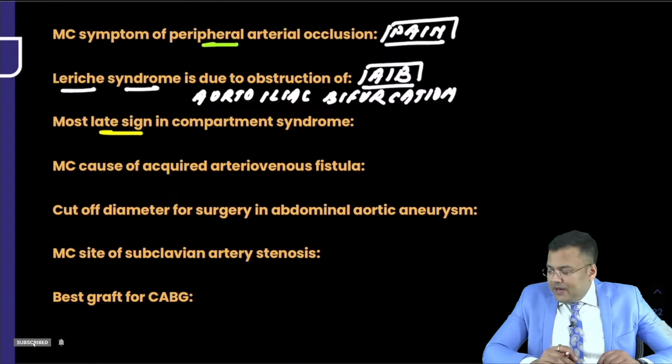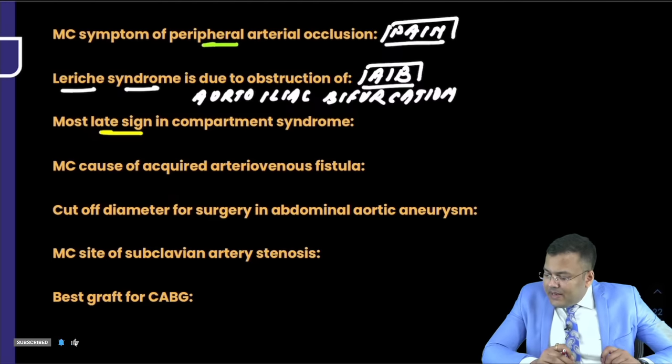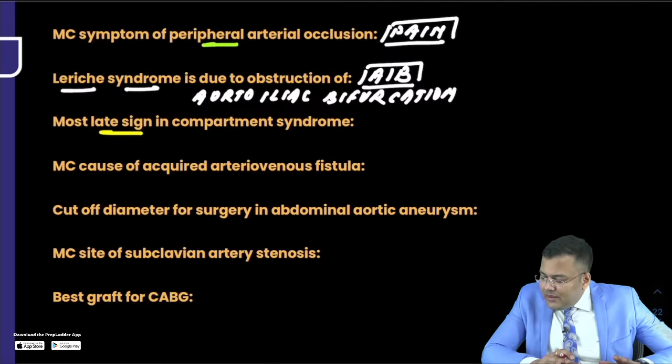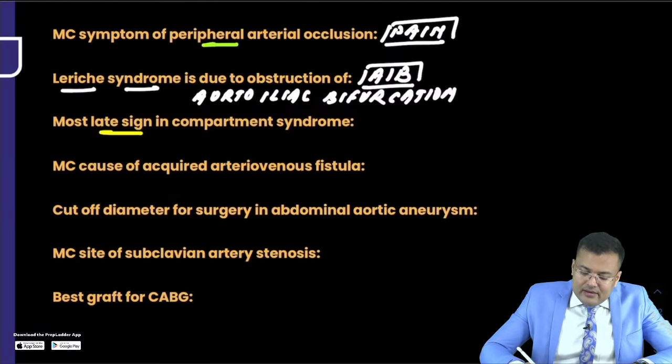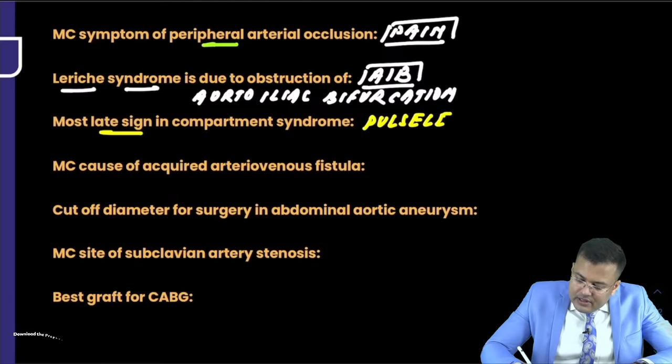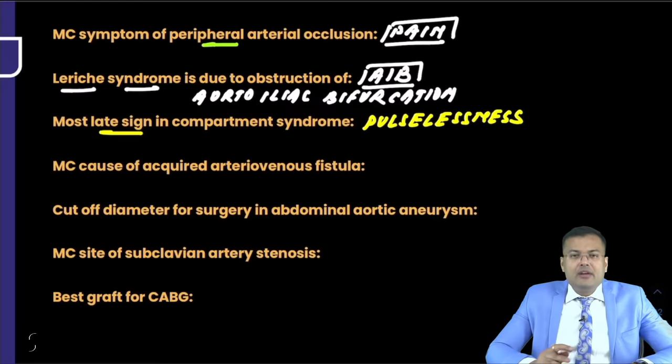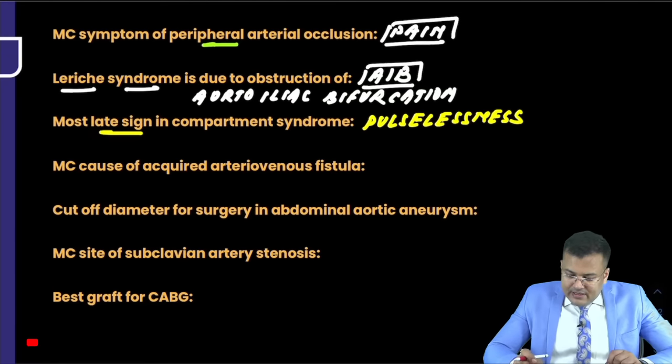Late sign in compartment syndrome. Paralysis is the worst prognosis. Yes, very good. The late sign is pulselessness. And which one portends the worst prognosis? Paralysis. The late sign is pulselessness.